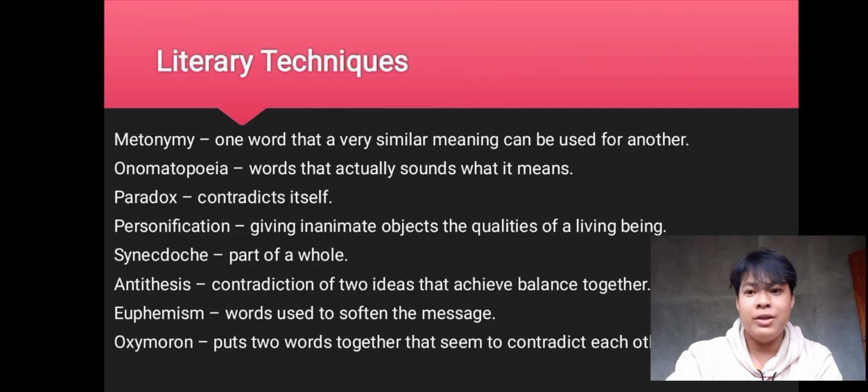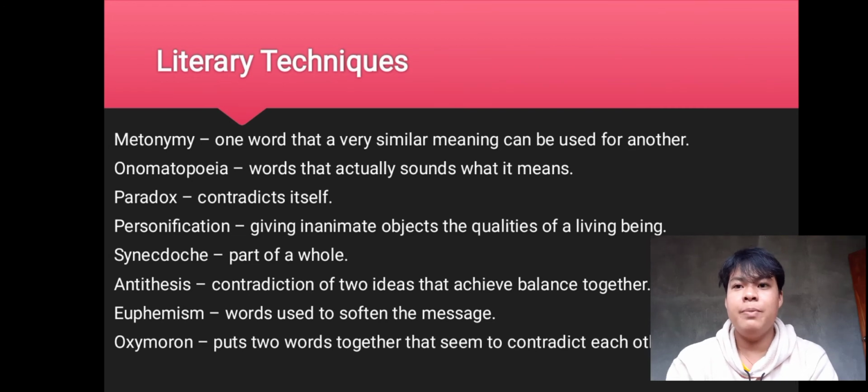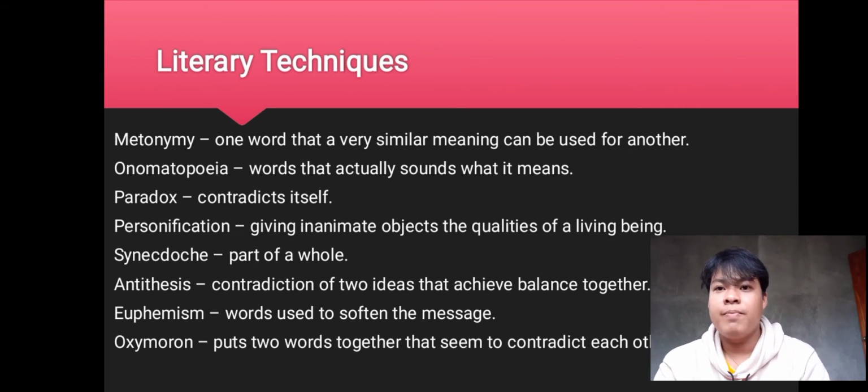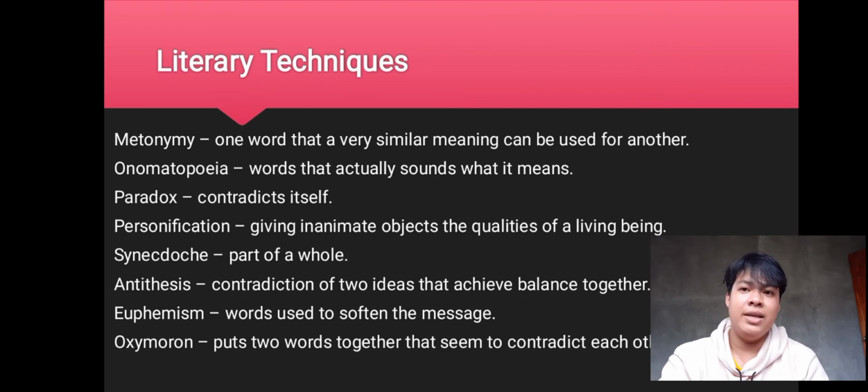So next, figures of speech. The literary technique is onomatopoeia, words that actually sound like what they mean. Onomatopoeia is defined as a word which imitates the natural sounds of a thing. I have examples here.